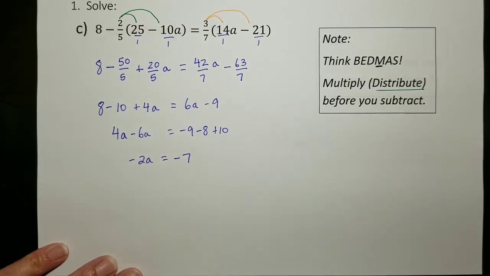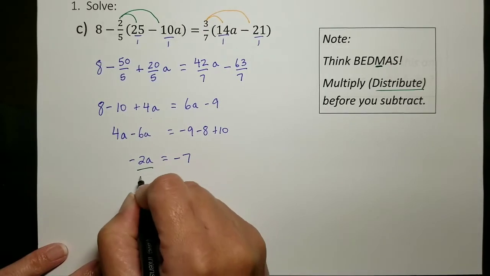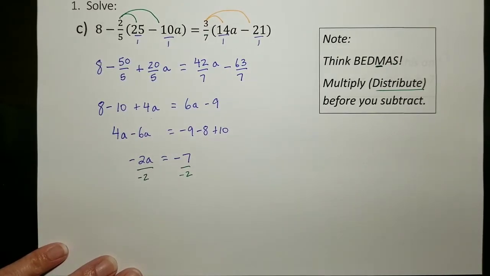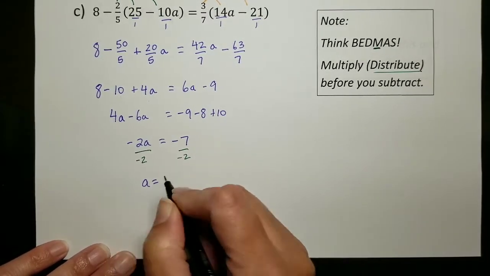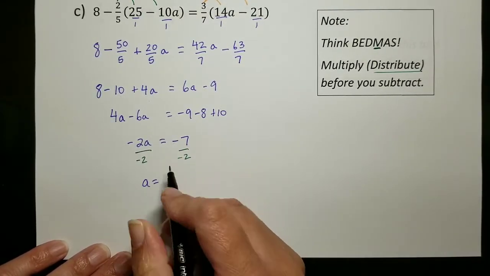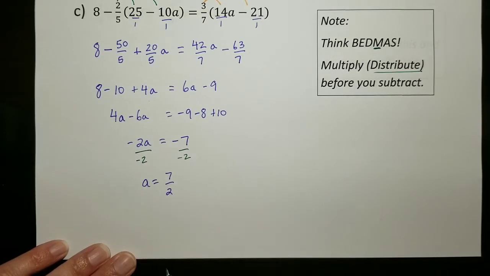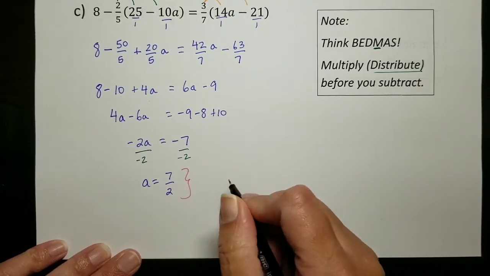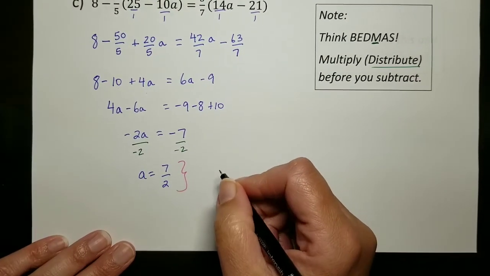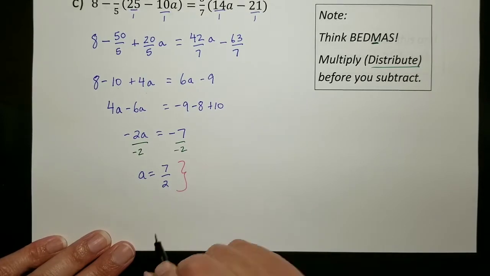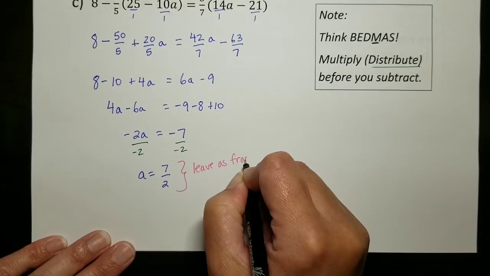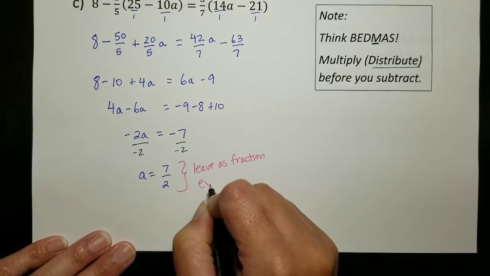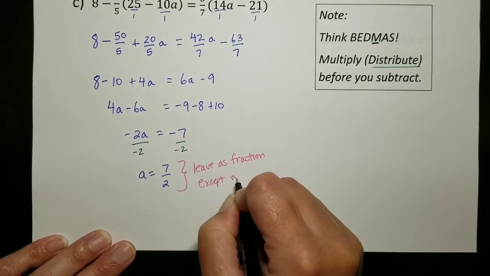Now that's okay. When we get to this part, you might be saying, oh no, it's not going to divide evenly. Lots of times it won't divide evenly. That's okay. We're going to have a equals, remember negative over negative is positive, and I'm just going to leave that as 7 over 2. We're going to leave all of our answers as fractions unless it's a word problem. That's the time when you would round it to a decimal. So leave as a fraction, except word problems.